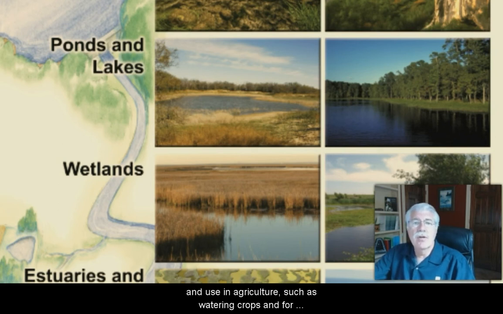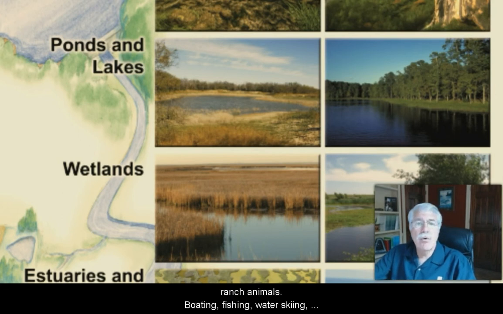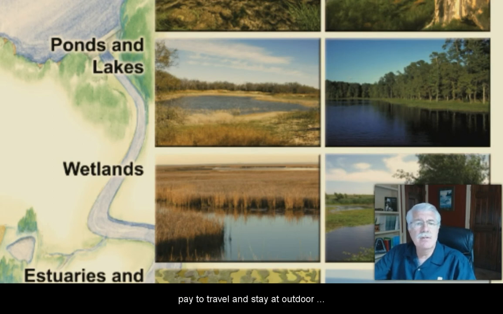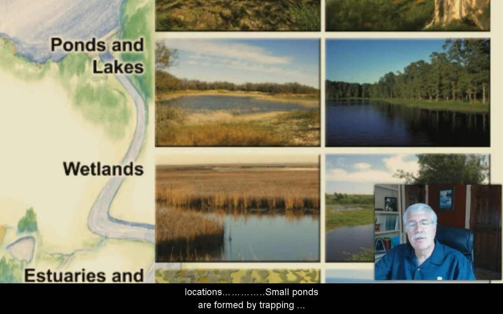Texas lakes and ponds are used to hold water for use by people for drinking, production of electric power, for recreation, and for use in agriculture, things like watering crops and ranch animals. We boat, we fish, we water ski, and we have other outdoor experiences in lakes and reservoirs, and this adds billions of dollars to the state's economy each year as people buy equipment for these experiences and pay to travel and stay at outdoor locations near the reservoirs, near those lakes.